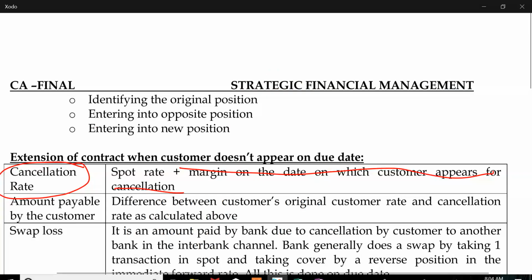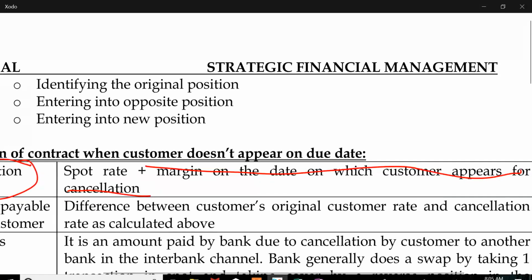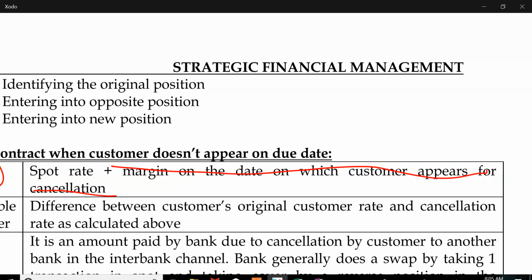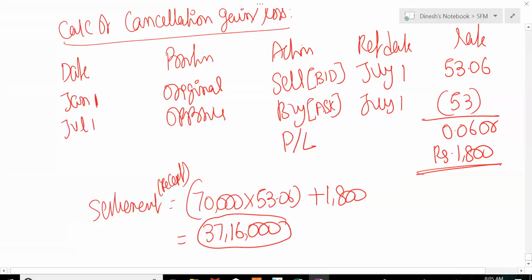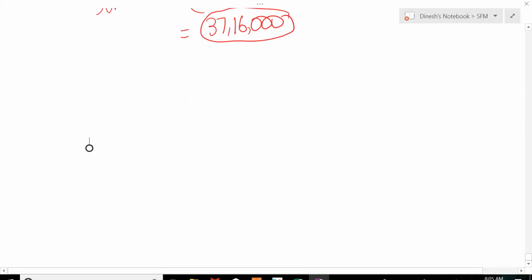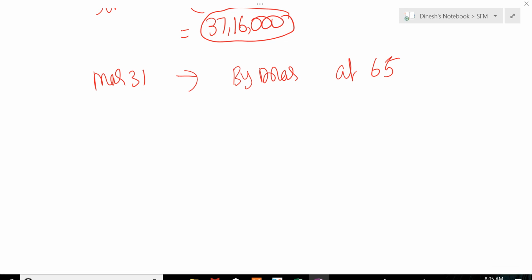So your cancellation amount payable by the customer is the difference between the original customer rate and the cancellation rate as calculated above. Any doubts on this? Next comes the third point called a swap loss. Now let me explain what is swap loss. On March 31, I'll say I will buy dollars at 65, with delivery on June 30. So the bank has to sell it to me at 65. I went to the bank, I told this.